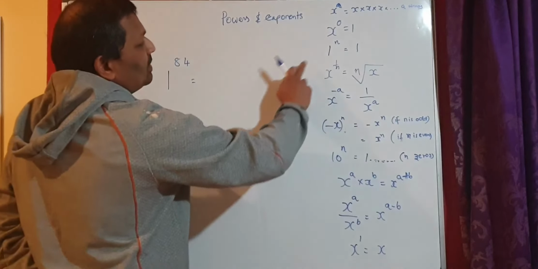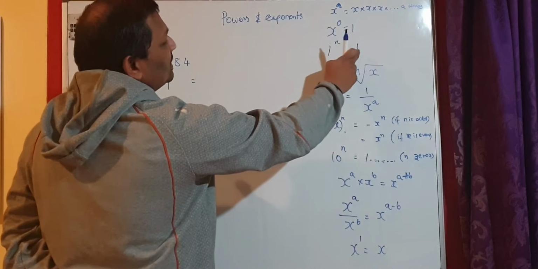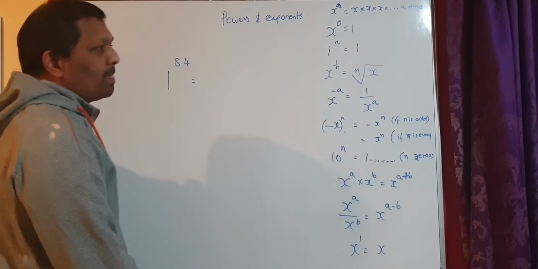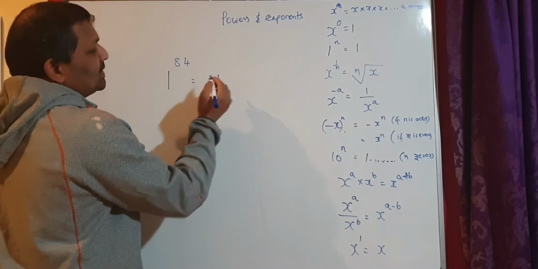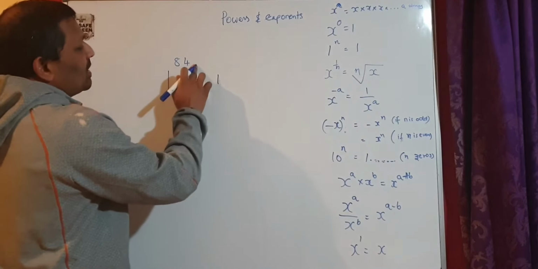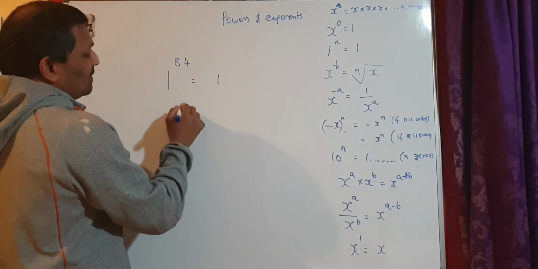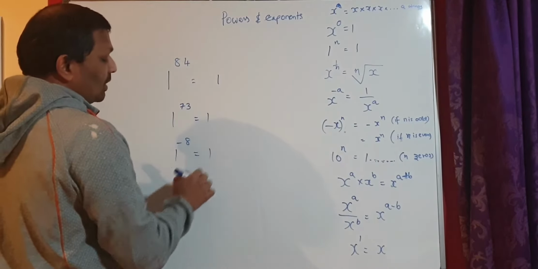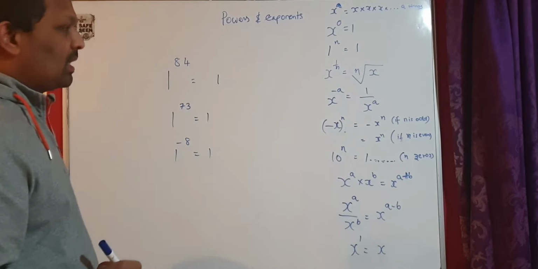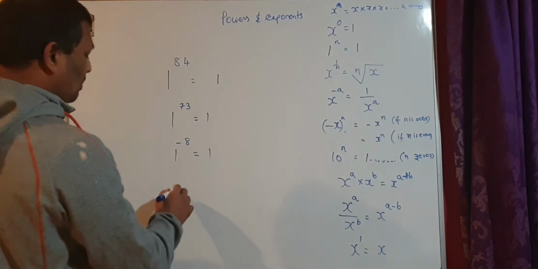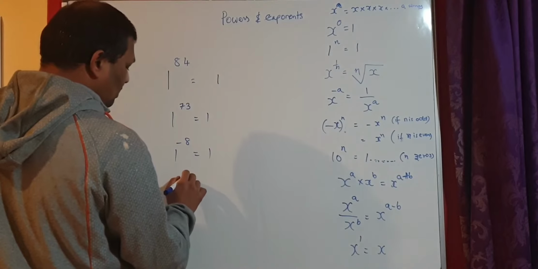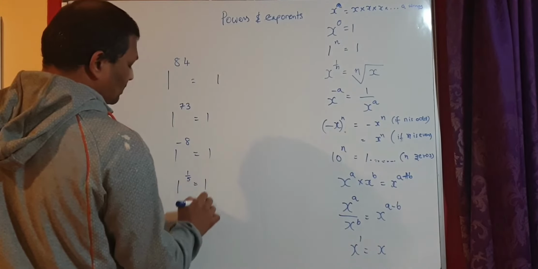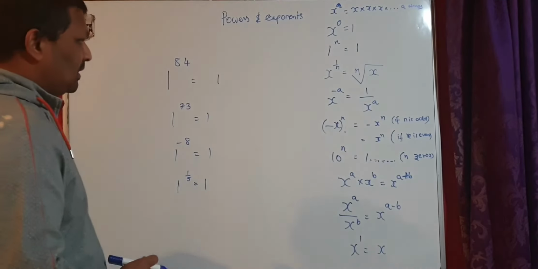So in this case, 1 is raised to the power of 84. This is the formula which you should apply. 1 to the power of n, where n can be anything, gives an answer of 1. So in this case, the answer is 1. It need not be 84. It can be anything. 1 to the power of 73 is again 1. 1 to the power of minus 8 is again 1. 1 to the power of 1 by 5 is again 1.